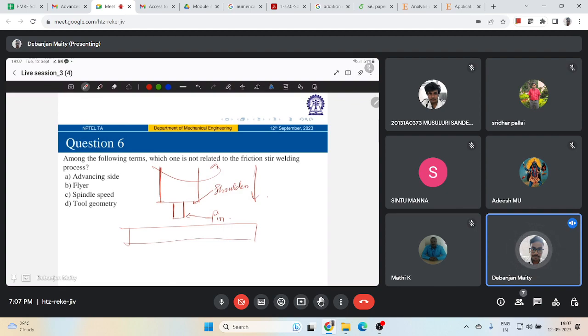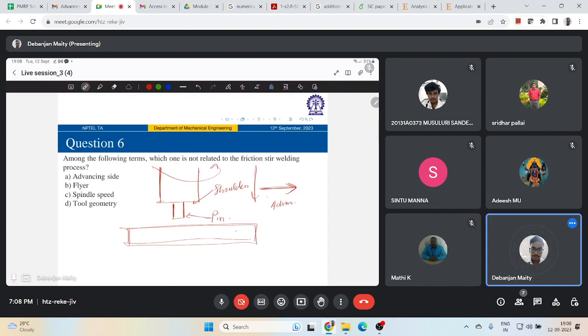So here the rotating tool is inserted into the abutting edges of the workpiece, which of course will be rigidly clamped, and during welding the tool can be traversed in this direction. So this is how it happens. Now, of course, the inside mechanism is complex in nature. There are a few concepts of advancing side and retreating side.